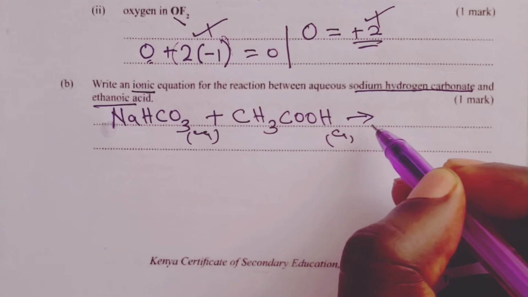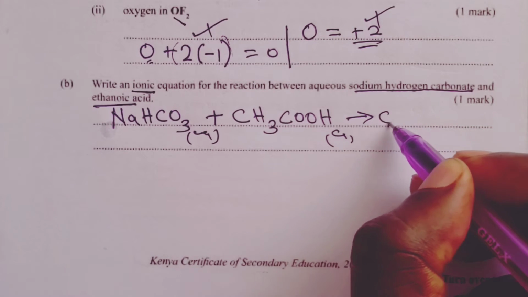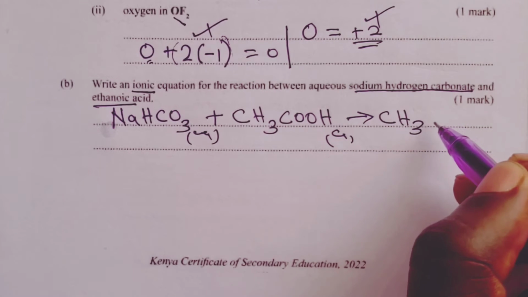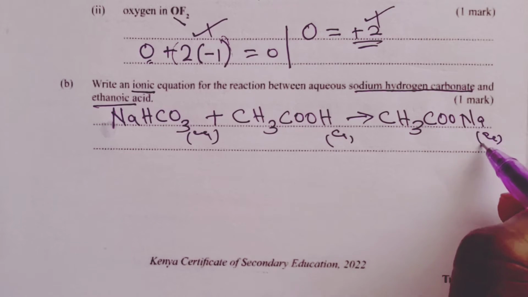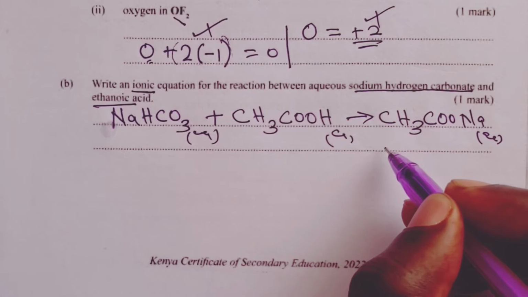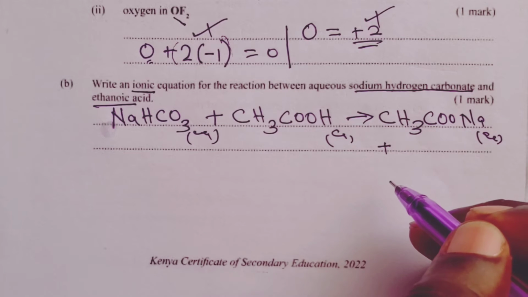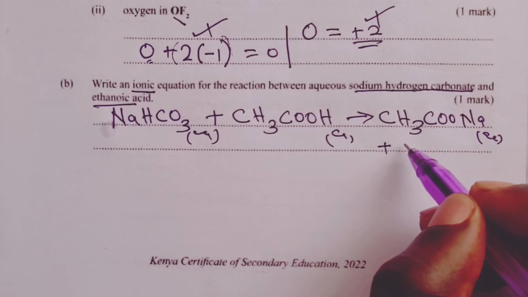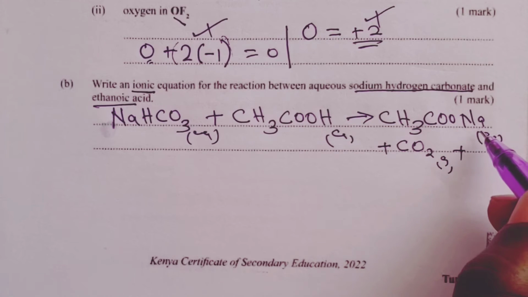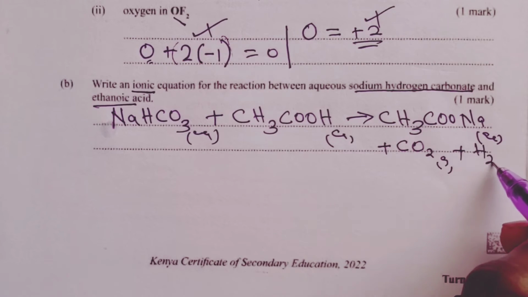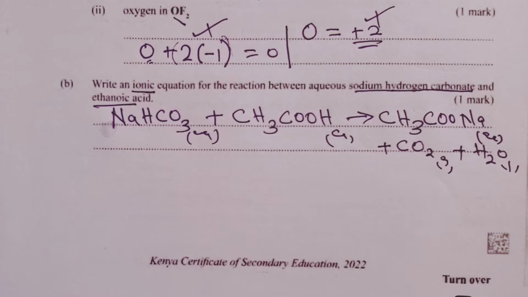After this reaction, we expect to form sodium ethanoate, CH3COONa, again in aqueous. Allow me to break my equation because it's very long. We shall get carbon dioxide as well, and we shall get water. Of course, it balances out like that because the mole ratio is 1:1.